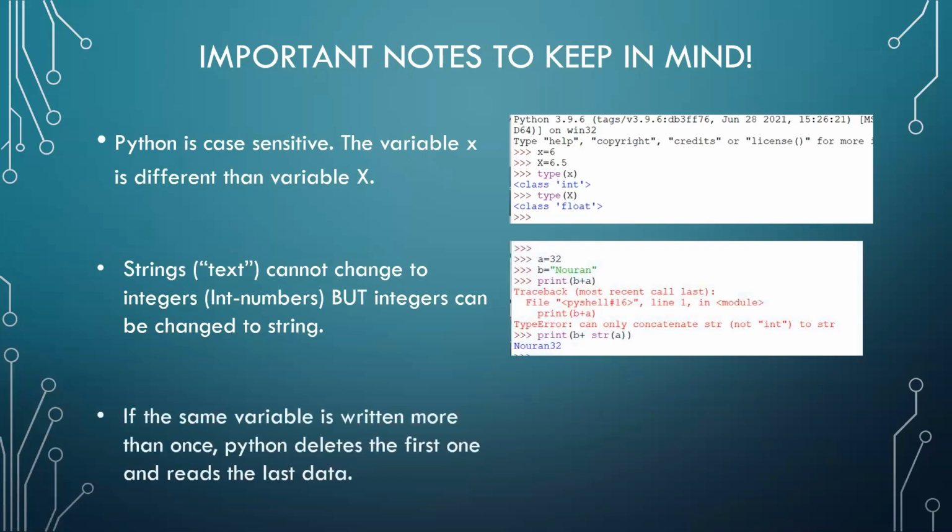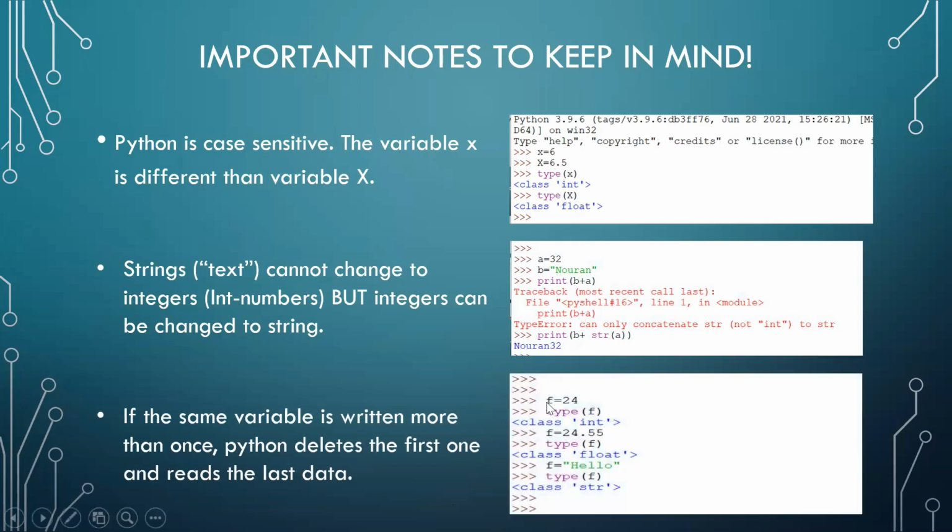Next, if you write the same variable more than once, Python deletes the first and records the last. For example, here, if I write f equal 24, it will give me integer. If I use the same variable again, f equal 24.5, it will ignore the 24 and now it will become 24.5. So that's why I always keep on changing the variable, because if I use the same variable, it will delete my first data. Okay.